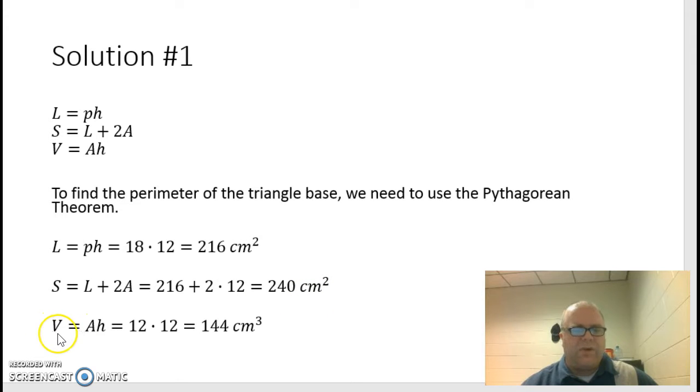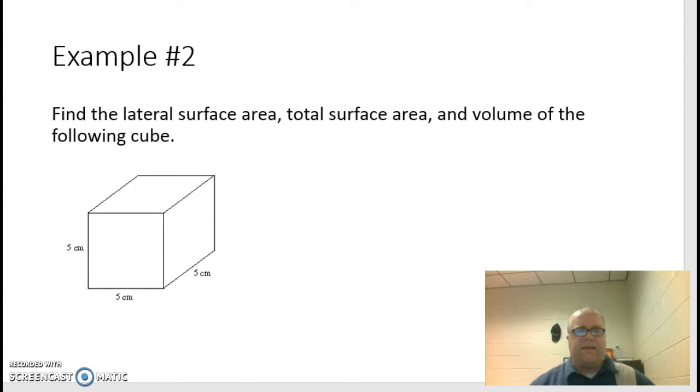And lastly, we need to find the volume. The volume is the area of the base times our altitude. So we've already figured out both of those variables. The area of the base is 12. The altitude is 12. So the total volume is 144. Alright, so let's move on to the last example here.